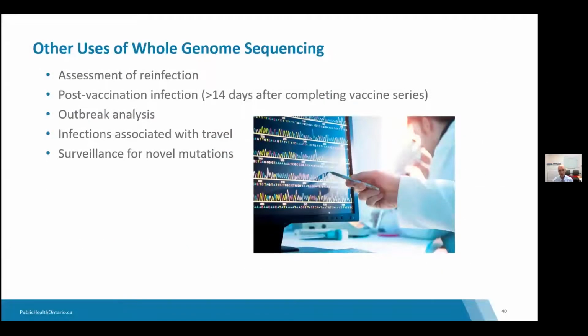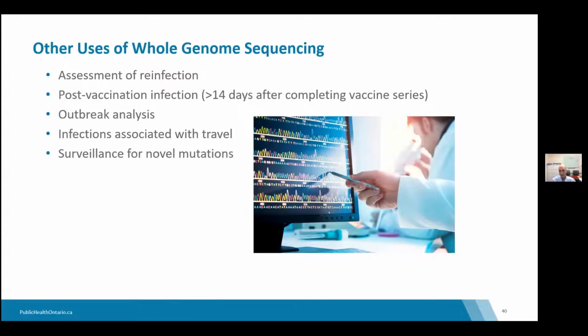So just some other uses of whole genome sequencing to be aware of: we will do whole genome sequencing when there's a suspected reinfection, because they're always at risk of new lineages or new mutations arising. Anybody who has an infection post vaccination, our current intention has been to do it when it occurs more than 14 days after completing the vaccine series, but we'll be reassessing that, given that currently the gap between immunizations has been spread to several months.